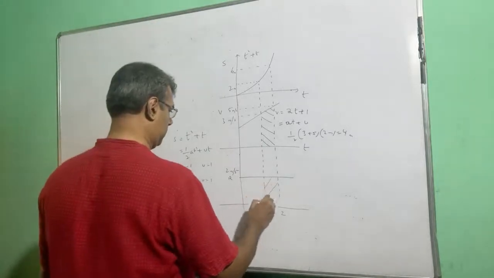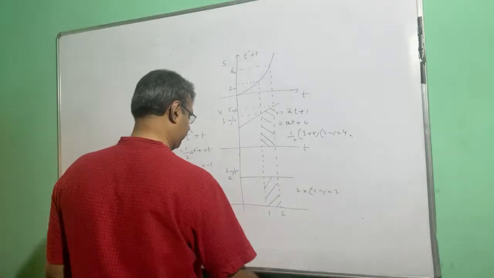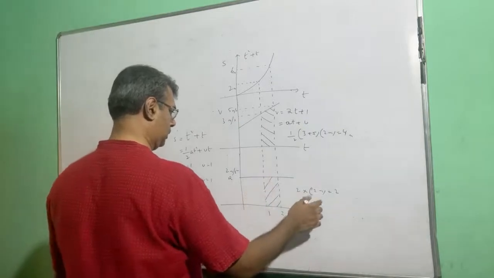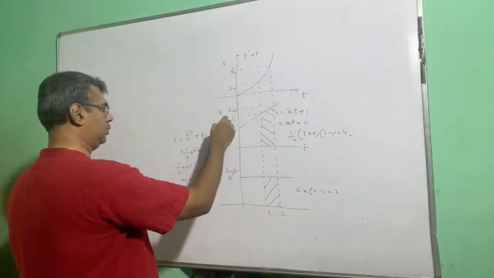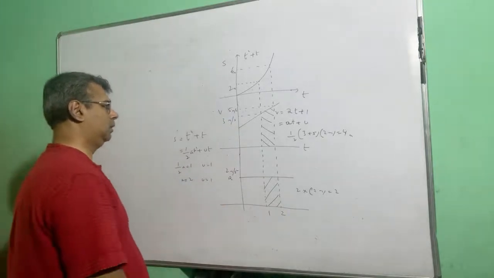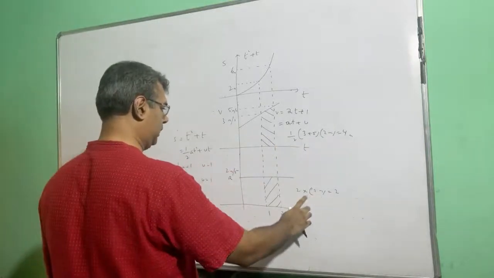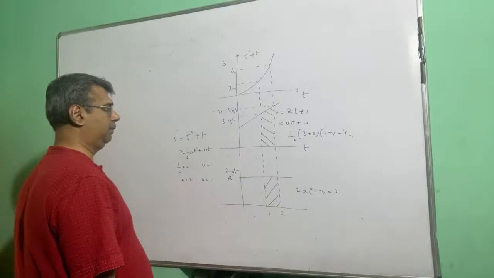And if you calculate the area of this, 2 into 2 minus 1. So that means the change in velocity is 2. So if you do 5 minus 3, you will get 2. So area under velocity time graph gives the displacement, and area under acceleration time graph gives the change in velocity.